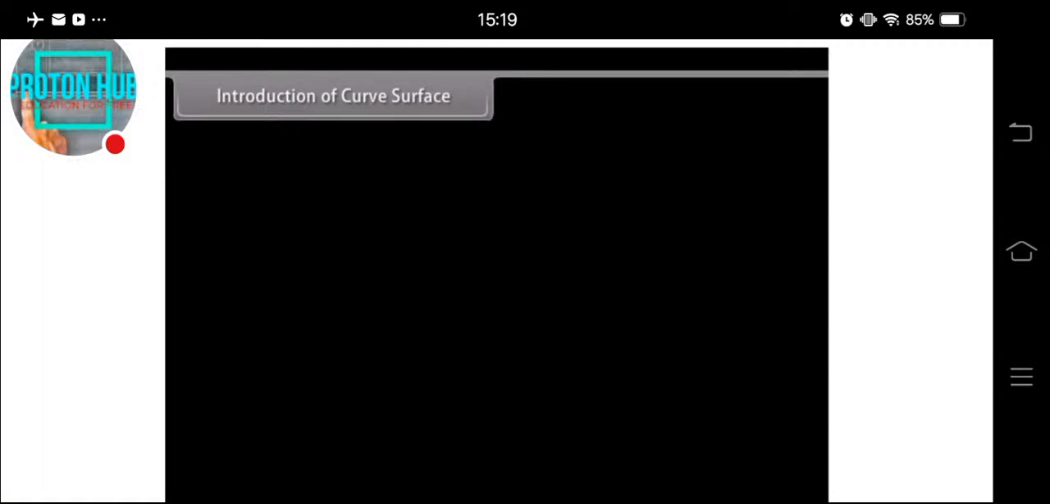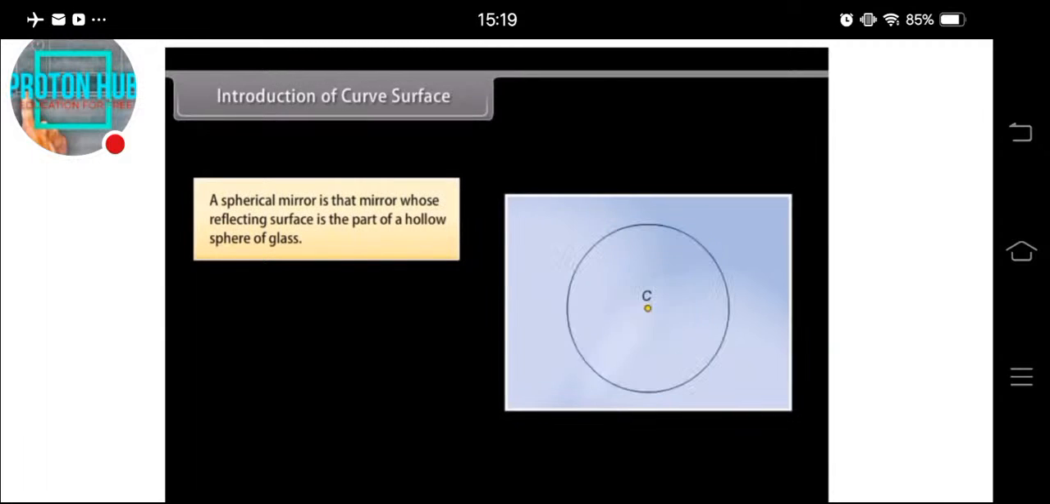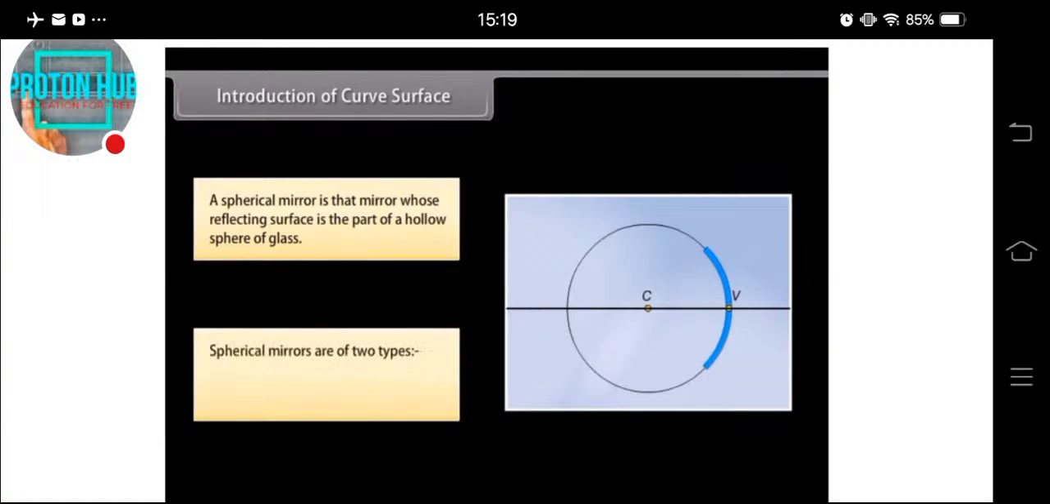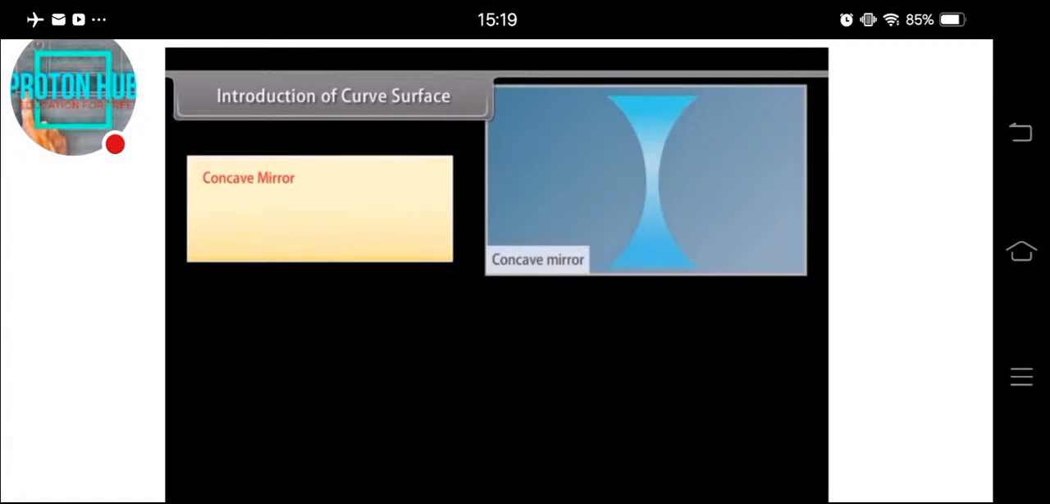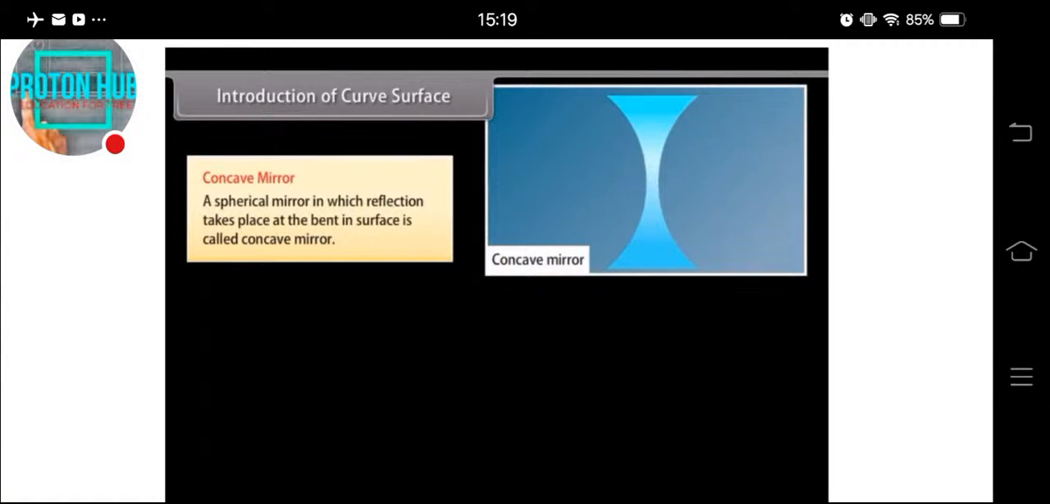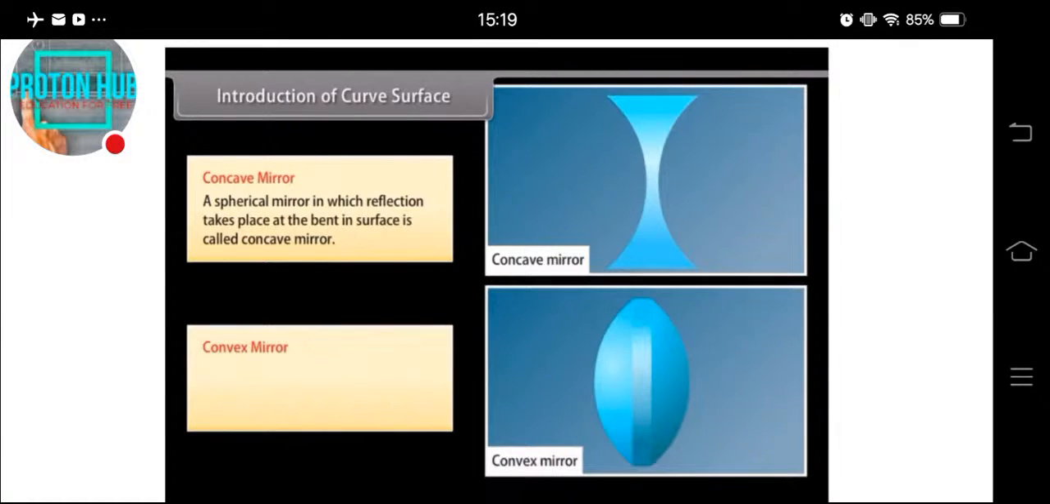Introduction of curved surface. A spherical mirror is that mirror whose reflecting surface is the part of a hollow sphere of glass. Spherical mirrors are of two types: concave mirror and convex mirror. Concave mirror. A spherical mirror in which reflection takes place at the bend in surface is called concave mirror. Convex mirror. A spherical mirror in which reflection takes place at bulging out surface is called convex mirror.